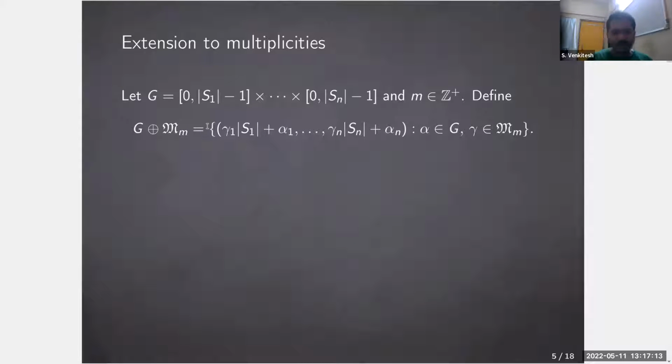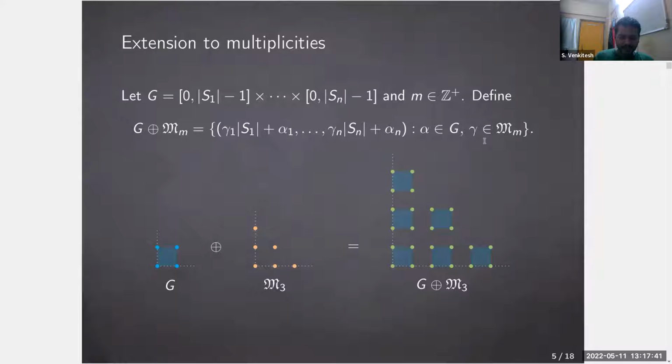This product is supposed to be the set of all vectors of the form gamma 1 times size of S1 plus alpha 1, dot dot dot, gamma n times size of Sn plus alpha n, where alpha varies over the grid G and gamma varies over all multi-indices of the derivatives that you would want to take. What exactly is this? It's very easy to understand by a simple example.